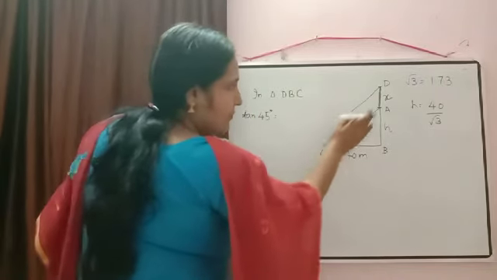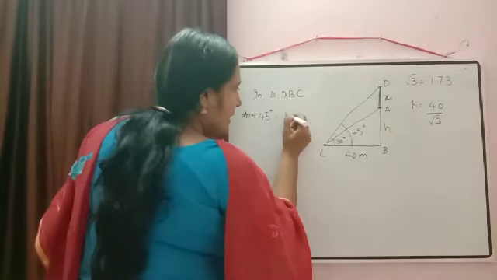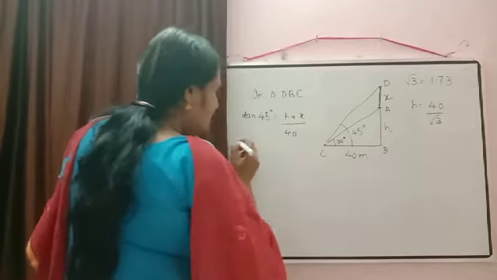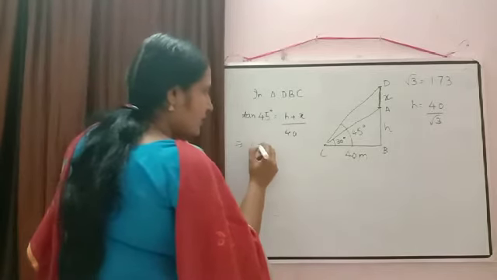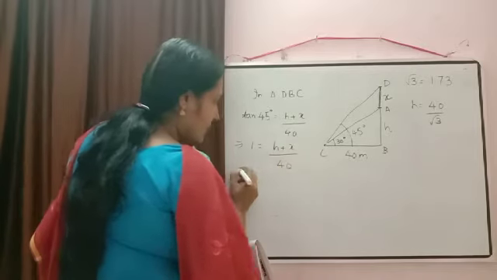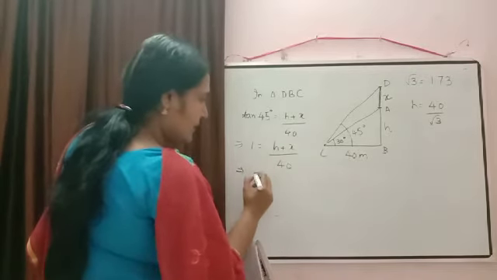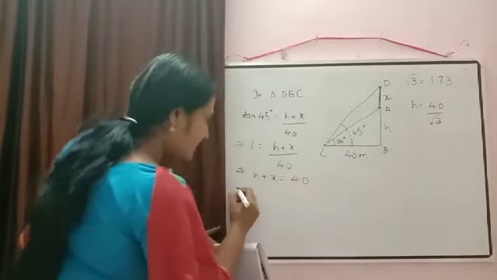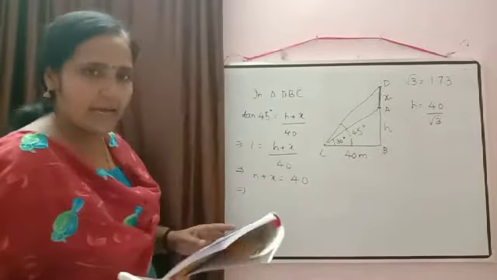So just to write down there, in triangle DBC we have tan 45 degree is equal to, what is the side opposite to 45 degree? h plus x by 40. How much is tan 45? 1. So 1 is equal to h plus x by 40. 40 we can shift here. Then we will get h plus x is equal to 40.